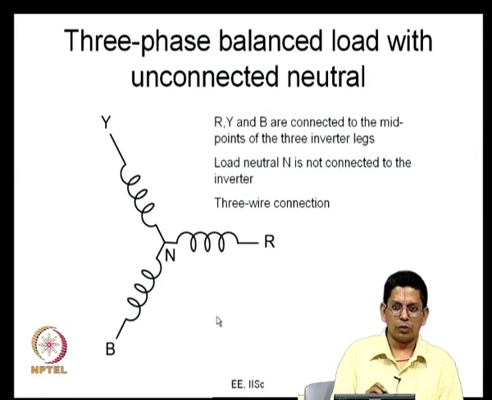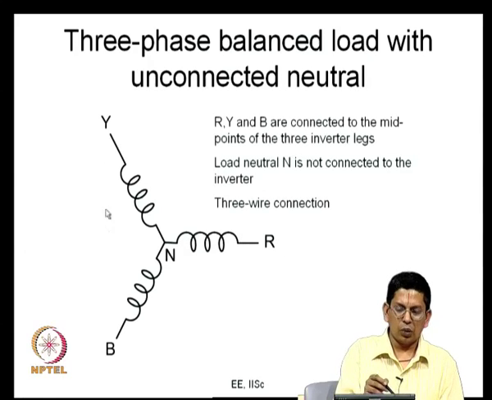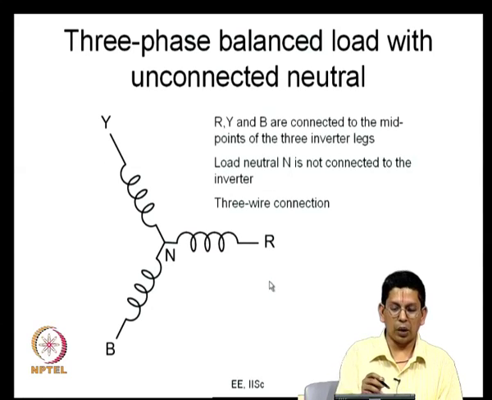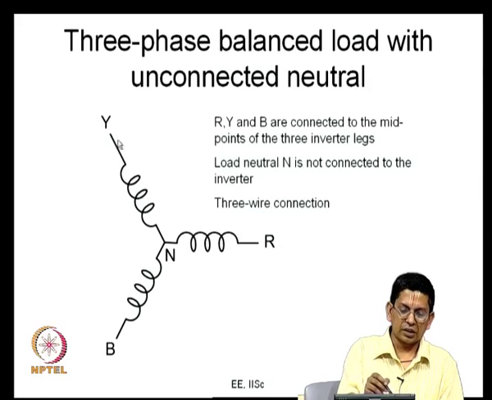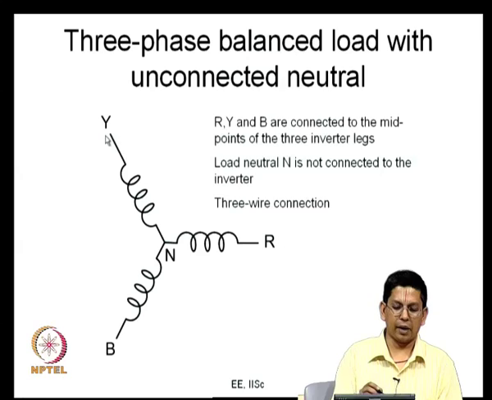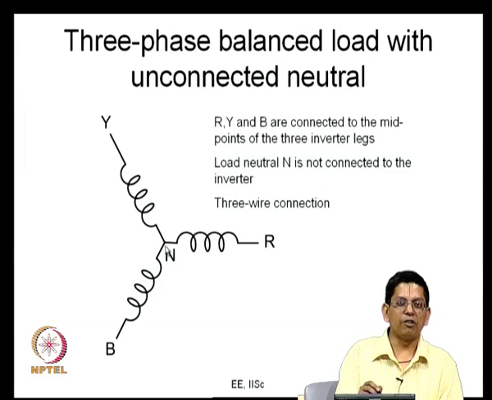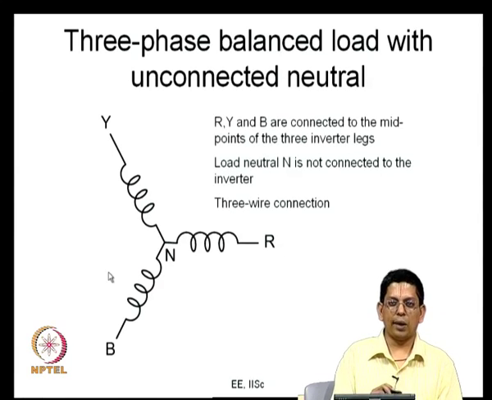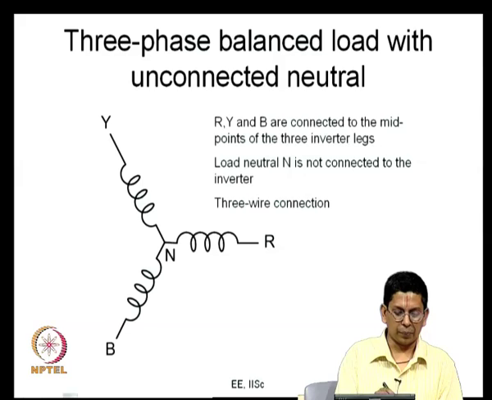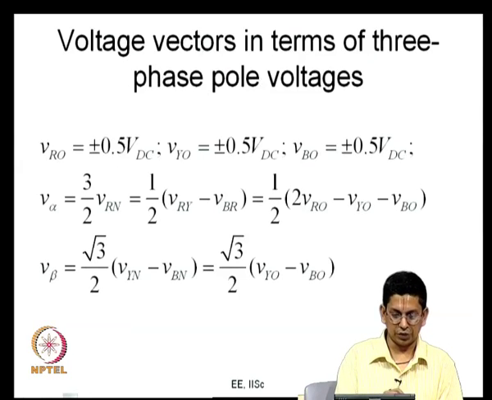Let us first look at the load. What is the nature of the load? Let us say the load is a star connected load, but it is a 3 wire load. This R is connected to the midpoint of R phase. This Y is connected to the midpoint of Y phase leg. B is connected to the midpoint of B phase leg. So, R, Y and B are connected to the midpoints of the 3 inverter legs, and this load neutral N is not connected anywhere particularly, it is only R, Y, B that are connected. This is a 3 phase 3 wire kind of a load, that is what we are assuming. This is what is true in case of most induction motors. So, you go on with this.